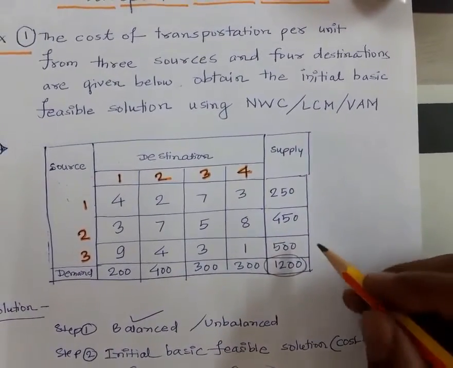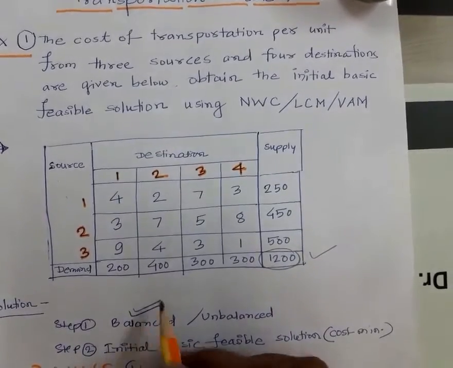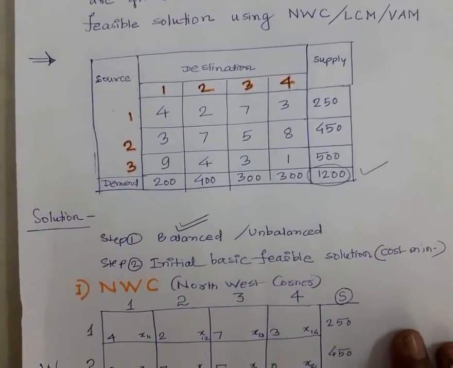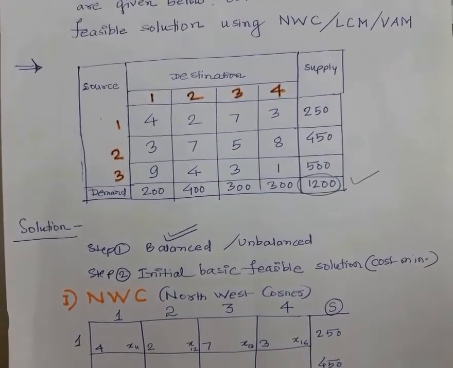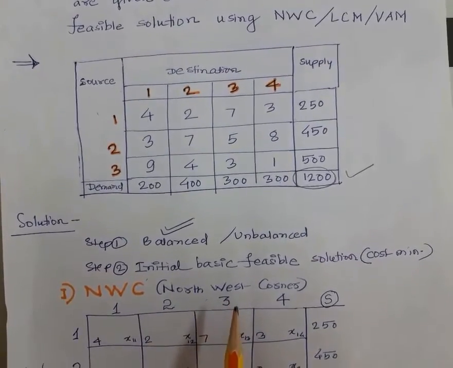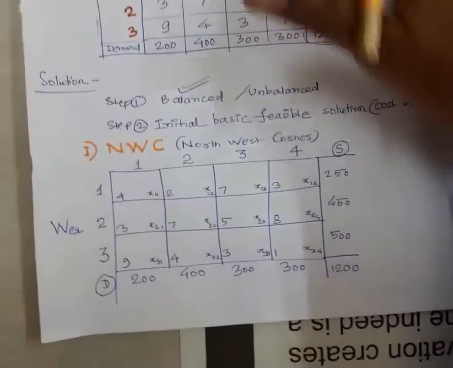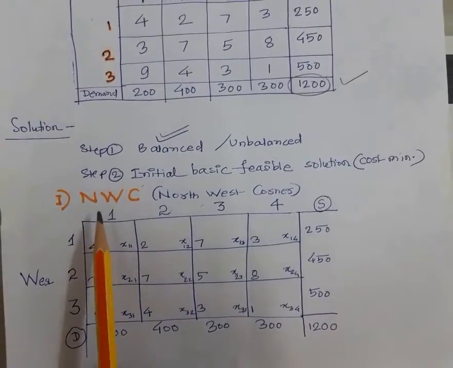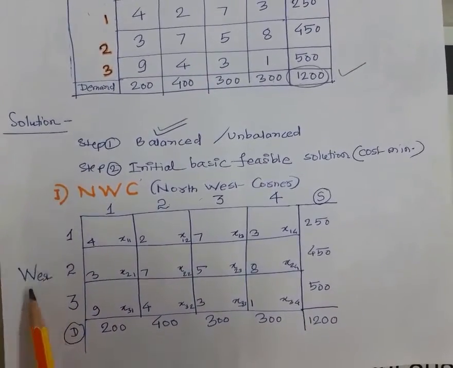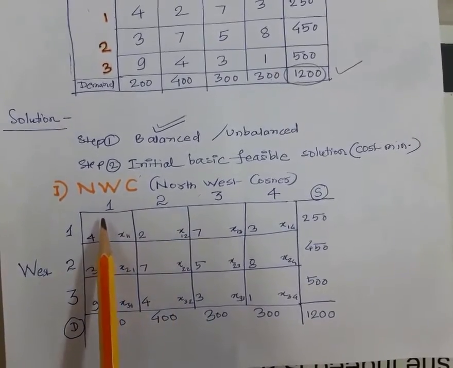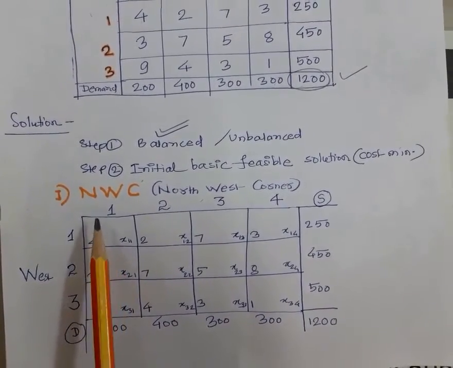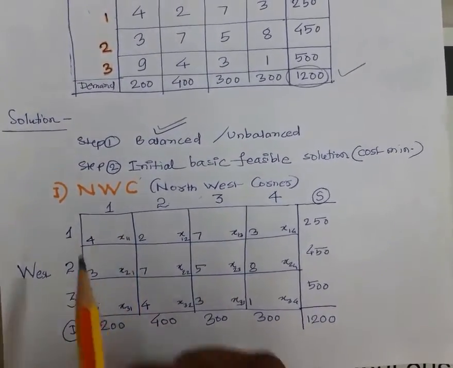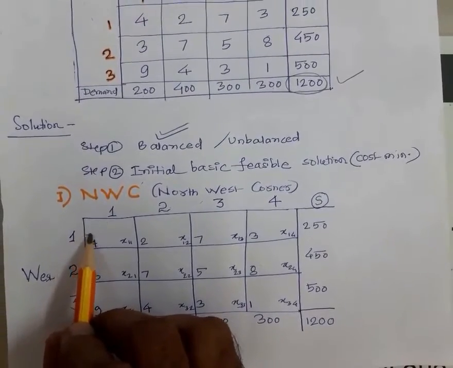and the total of available supply is 1200, so that this is the balance problem. Now after this first step, in second step we will be using this northwest corner method. Now in this method, as name suggests, northwest, this is the west side, this is the north side, so that we have to first of all allocate the cell which is at northwest corner. Now this is the cell, northwest corner cell.